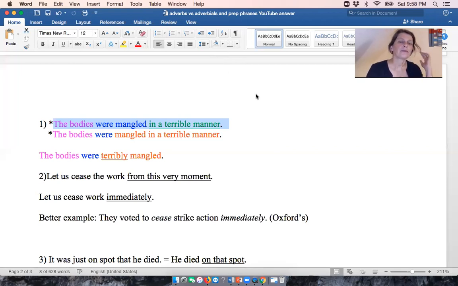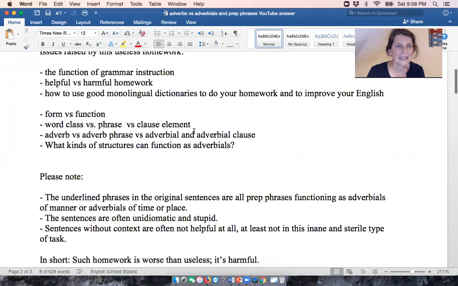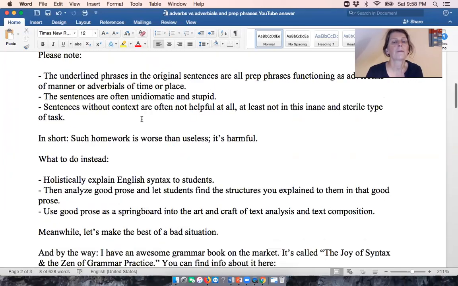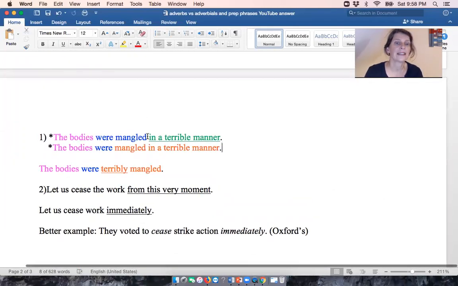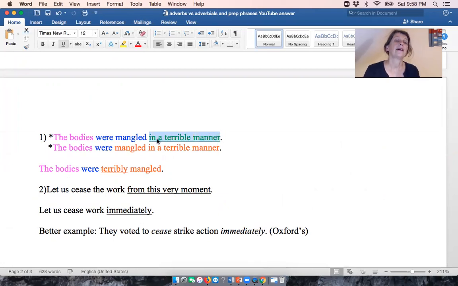And anyway, I hope I haven't confused you. I'm trying to fit a lot of information into a short space of time. But back to the task. So the task said to replace the adverb phrase. Well, this is not an adverb phrase. This is a prepositional phrase. So we have the preposition as the head, and then we have a noun phrase following. So a prepositional phrase always consists of a preposition plus a noun phrase or a noun-like structure, or a nominal clause.